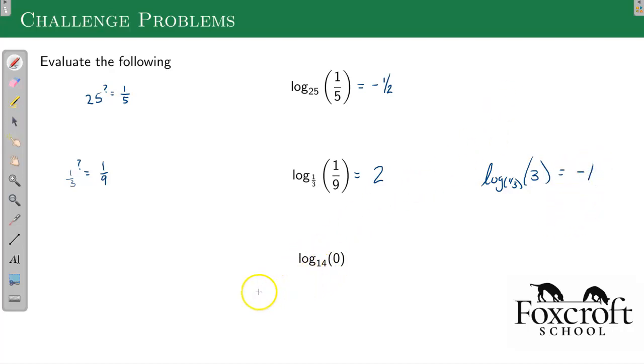Log base 14 of 0. 14 to the what equals 0? You might try some things. Any positive number is just going to give you a bigger number out. Any negative number will give you a fraction. Any root's just going to give you some decimal. So this is pretty hard, and the reason is this is not possible. This is something we'll learn shortly. But you can never get 0 out of an exponential, which means 0 can never go into a log.